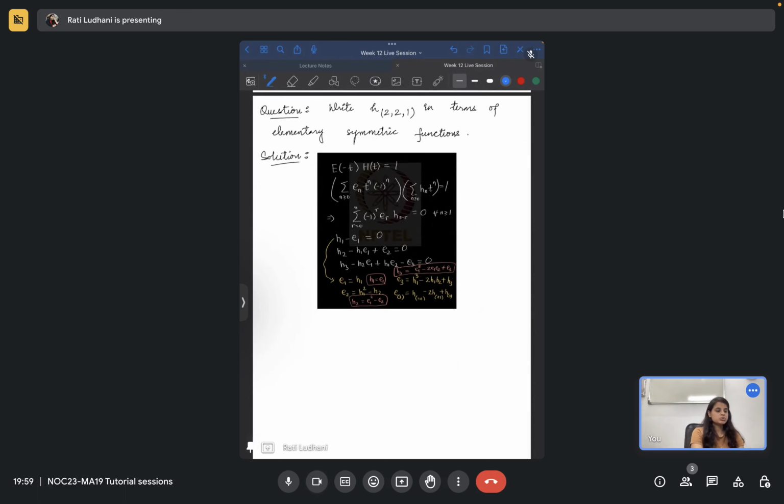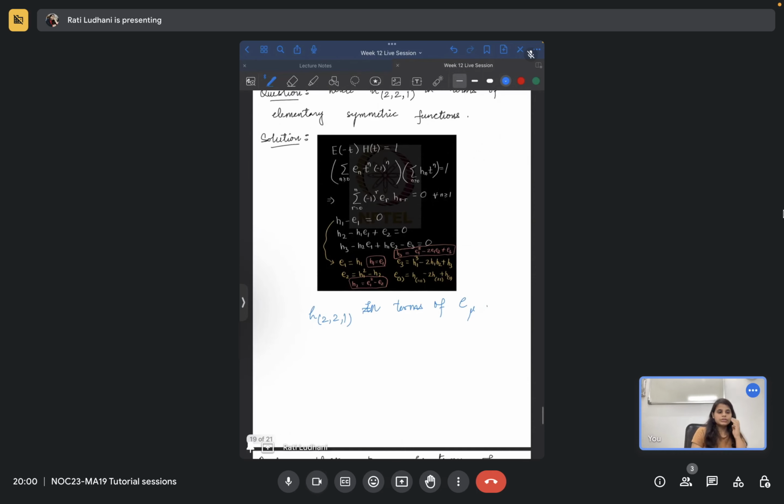Write h 2 2 1 in terms of elementary symmetric functions. So you have been given h 2 1, and you need to calculate it in terms of e's, elementary, e mu or e lambda, whatever you want to write. So you need to find this.